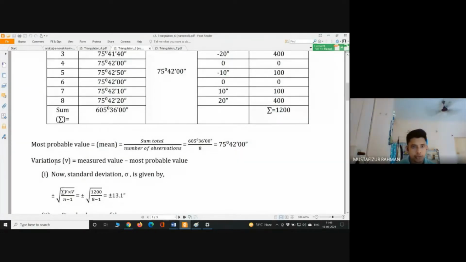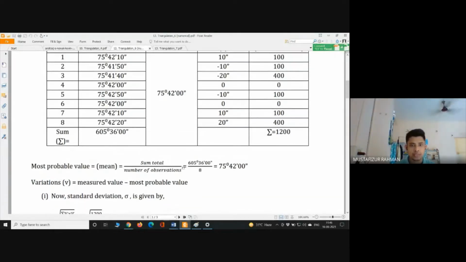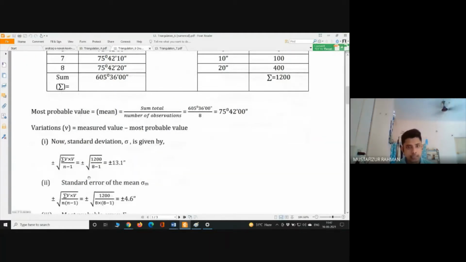Now here I'm writing: variation is measured value minus most probable value, always. The sign, if it is positive, we shall write positive; if it is negative, we shall write negative. Then this is the standard deviation. This formula will give us a number within which, plus minus, 68% of the values will lie, as we have discussed.